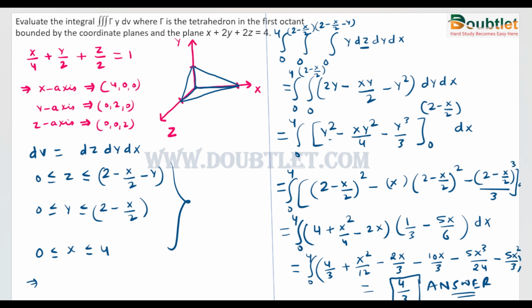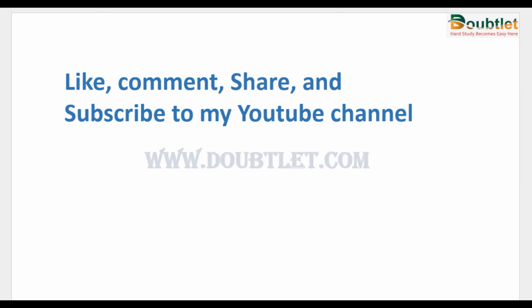So basically my motive was to tell you the process, how to find the limits of this plane when it is in the first octant. This is a tetrahedron in the first octant, so how the upper limit and lower limit will be taken, and how we integrate first with respect to z, then with respect to y, and then with respect to x. So I hope you got the concept that I am trying to deliver.